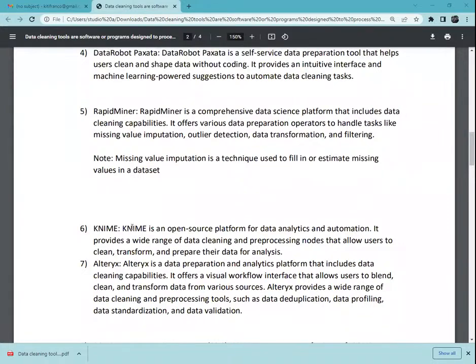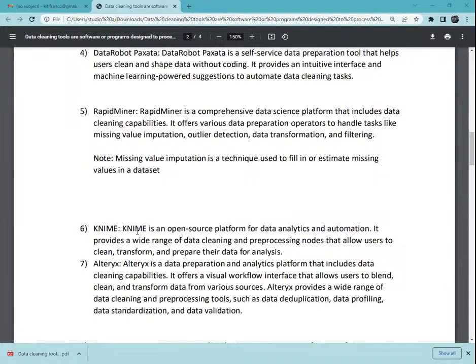And then we have the famous KNIME here. It's an open source platform for data analytics and automation. It provides a wide range of data cleaning and pre-processing nodes that allow users to clean, transform, and prepare their data for analysis. The name is like the knitting thing, right? So, ladies and gentlemen, once you understand how Power BI works, you can easily relate this software with Power BI.